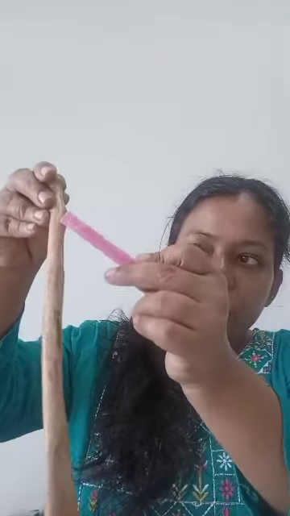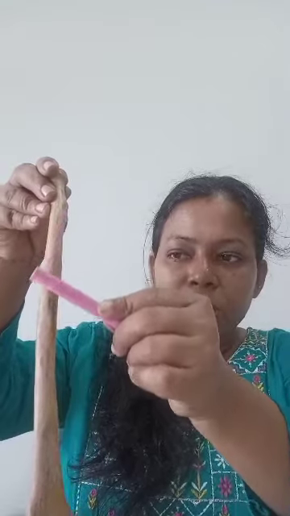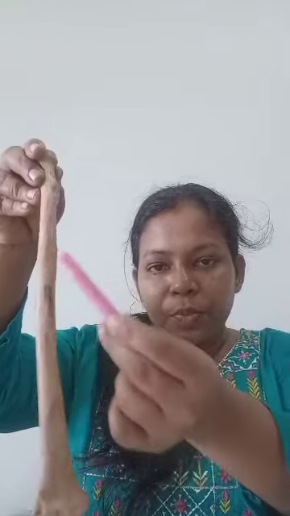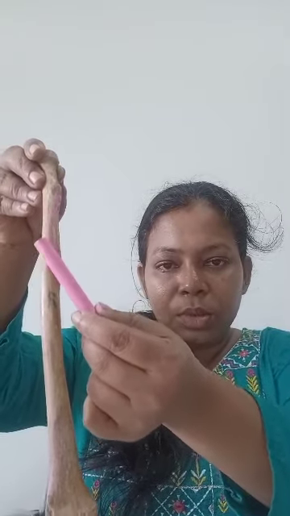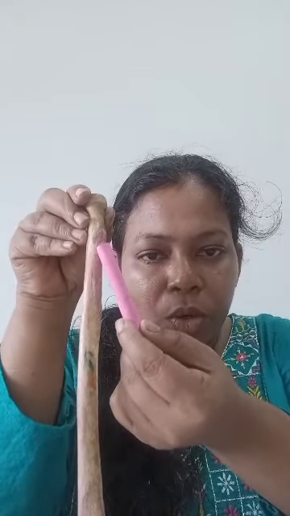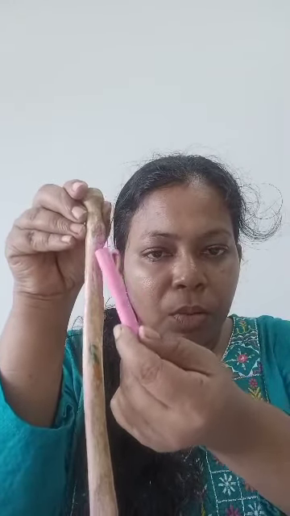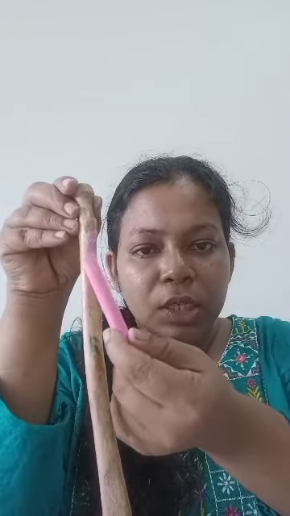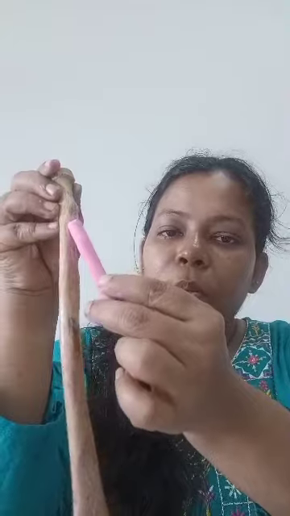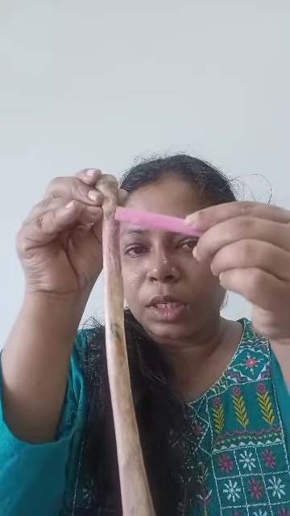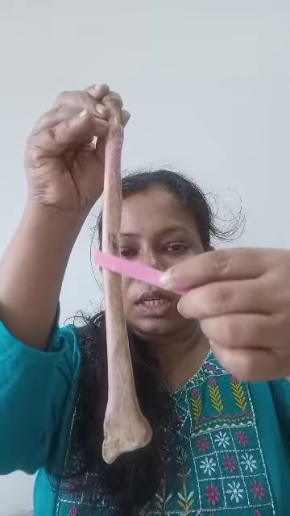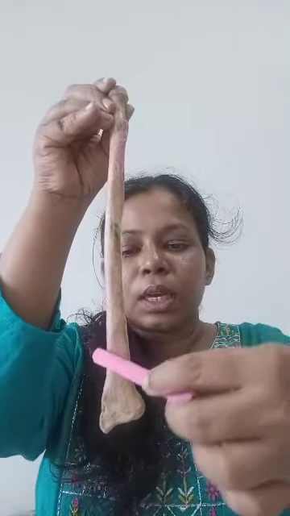So this is the anterior border of the radius, going towards the styloid process. The upper part of the anterior border is obliquely placed, and this portion is known as the anterior oblique line. Then it goes straight downwards towards the styloid process.